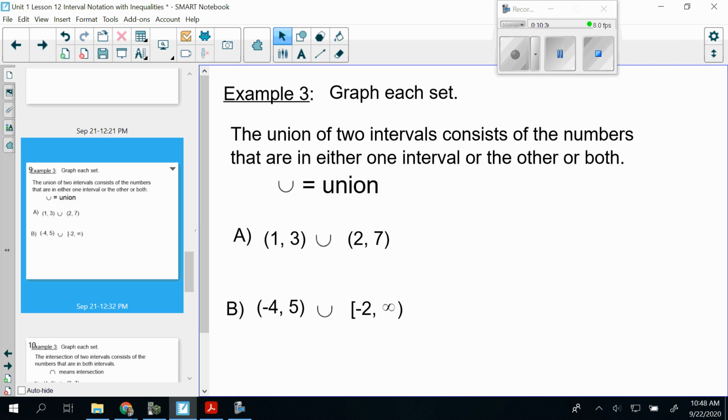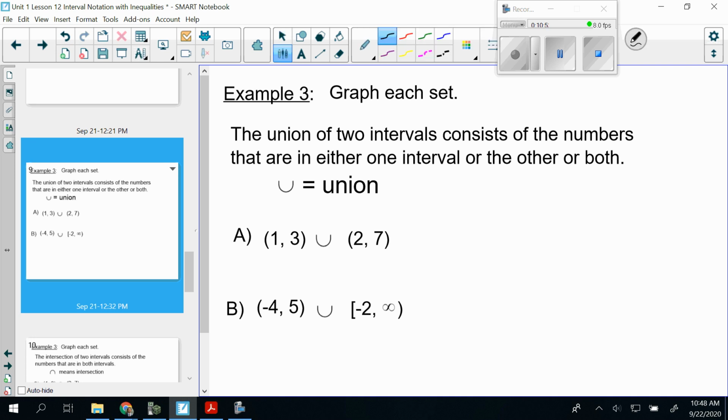All right, union. If you have a union, we talked about this before, it consists of the numbers in either one interval or the other, or both. So when you have a union, it's joining together the two groups of numbers. For A, if we have the union of 1 to 3 and 2 to 7, what would that be?